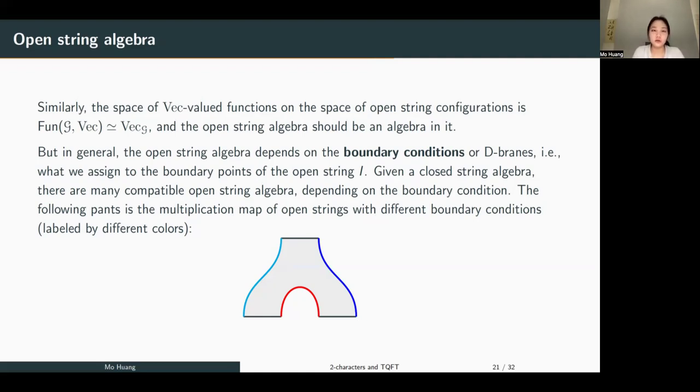But in general, the open string algebra depends on the boundary conditions or D-branes. That is what we assigned to the boundary points of the open string interval. Given a closed string algebra, there are many compatible open string algebras depending on the boundary condition. The following picture is a multiplication map of open strings with different boundary conditions, and they are labeled by different colors.